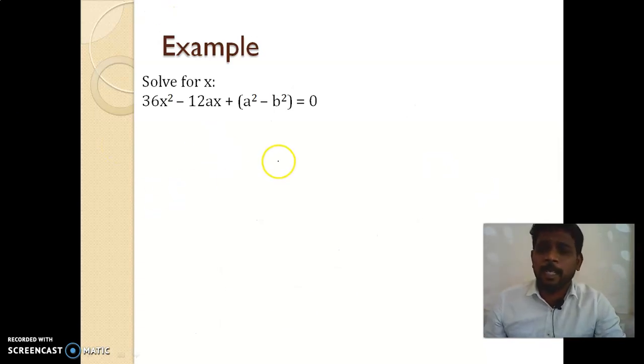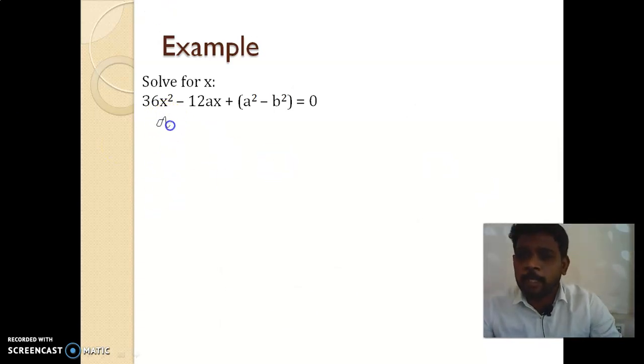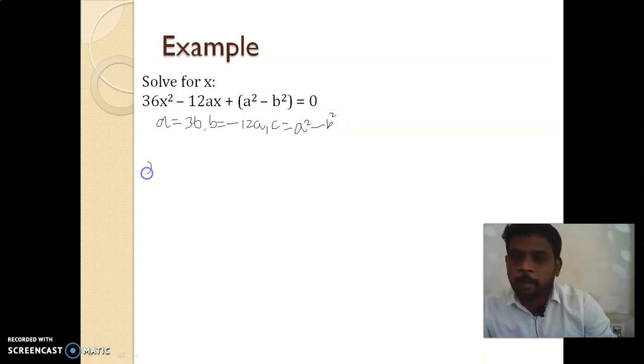This is also the same thing. So A is nothing but 36. And what is B? B is minus 12A. And what is C? C is nothing but A square minus B square. Here squares only: A square minus B square. Now apply the formula. So x equal to, the formula is minus B plus or minus root of B square minus 4AC divided by 2A.